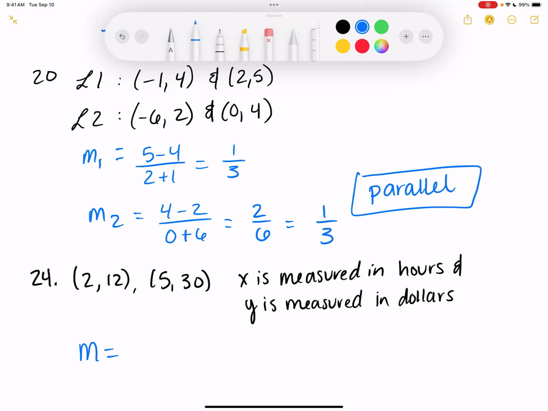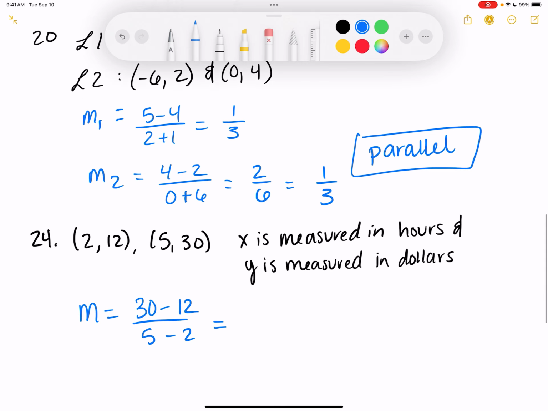30 minus 12 over 5 minus 2. And that gives me 18 over 3, which is 6. And I need units. So it's 6 dollars per hour. Y goes on top, so dollars per hour.